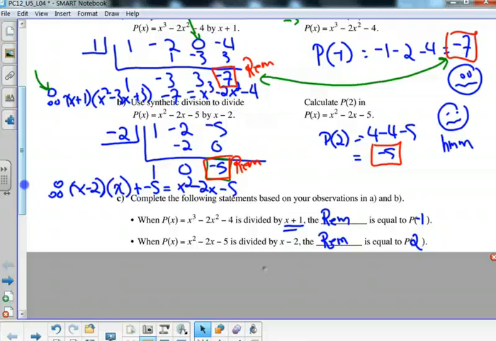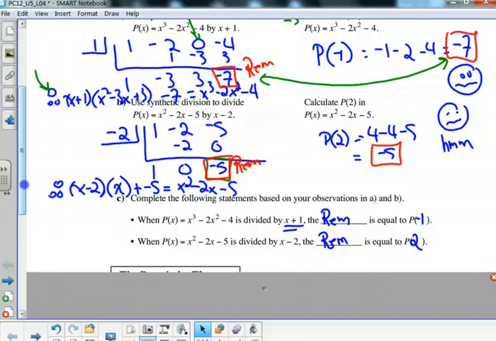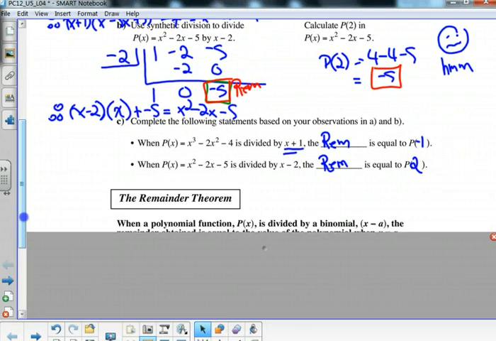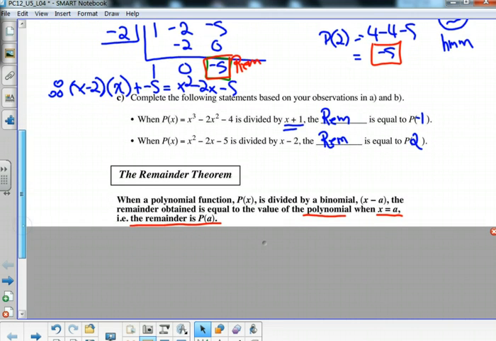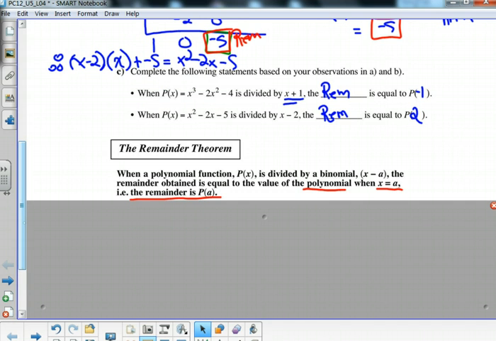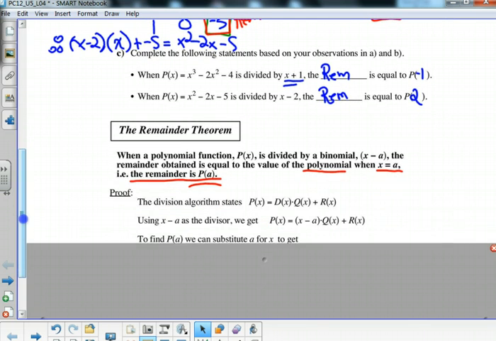When x squared minus 2x minus 5 is divided by x minus 2, the remainder is equal to P at 2. The remainder theorem says that if you want to know what the remainder is, you can divide, and Kevin can work on his long division because that's way cool, but by doing that, you're going to create a lot of work.